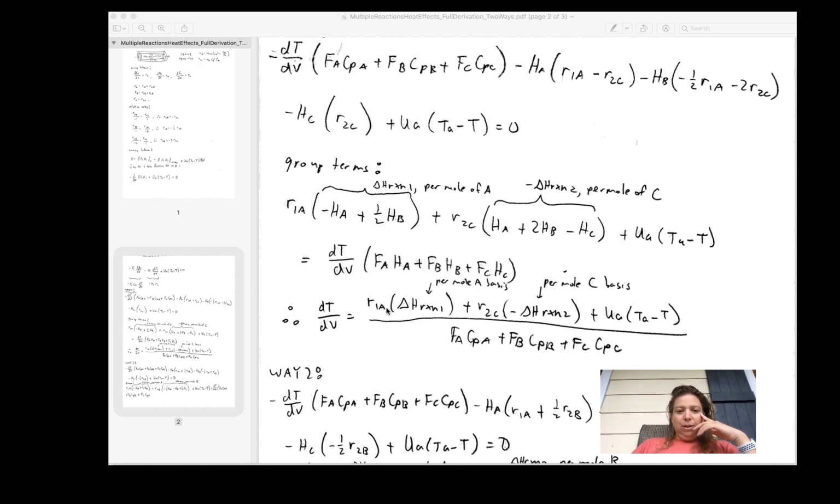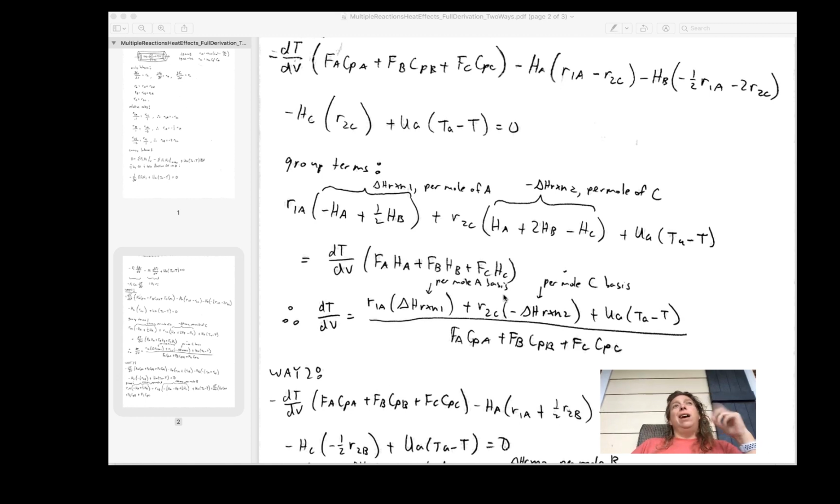And to do this, I'm going to take my rate expressions and multiply them by my heats of reaction, and I'm going to fill in delta H reaction 1 here. That's positive, and it's per mole of A. So if I'm given the heat of reaction per mole of A, the units I'm given are per mole of A. If I was given per mole of something else, I would have to use stoichiometry to convert. Here I have R2C, and I'm going to multiply that by negative delta H of reaction 2, and that needs to be on a per mole C basis.